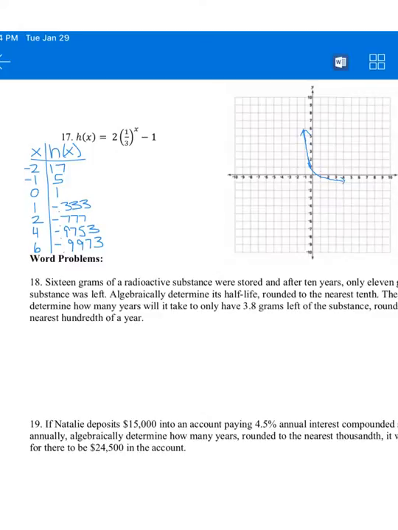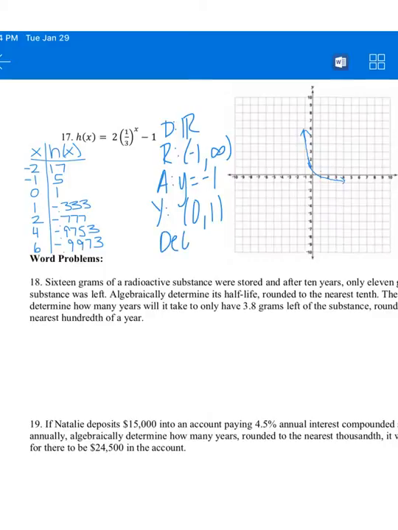Okay, so for this function, my domain is also all real numbers. My range, the smallest possible y value is as close as I can get without touching -1 up until infinity, which means that the asymptote is y equals -1. The y-intercept here, where it crosses the y-axis, is at (0, 1). And then this is decreasing the entire time, which means that this is going to be an example of exponential decay, which makes sense because my base is 1/3, which is less than 1.